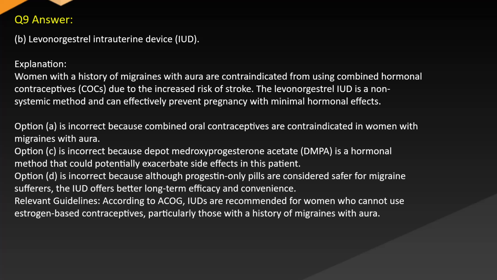Option A is incorrect because combined oral contraceptives are contraindicated in women with migraines with aura. Option C is incorrect because depot medroxyprogesterone acetate, DMPA, is a hormonal method that could potentially exacerbate side effects in this patient. Option D is incorrect because although progestin-only pills are considered safer for migraine sufferers, the IUD offers better long-term efficacy and convenience.